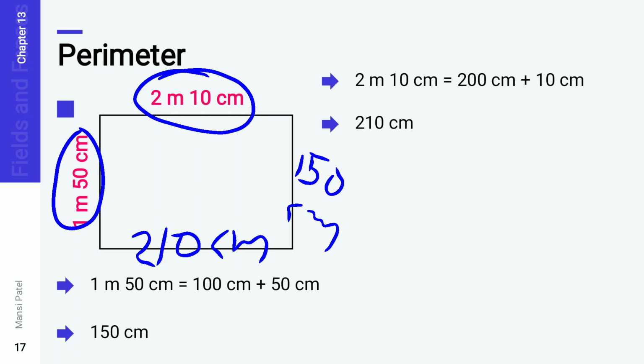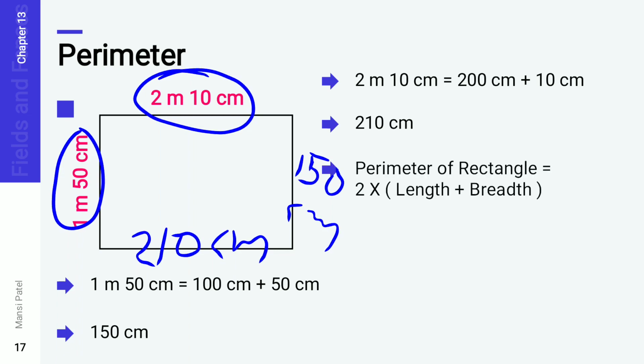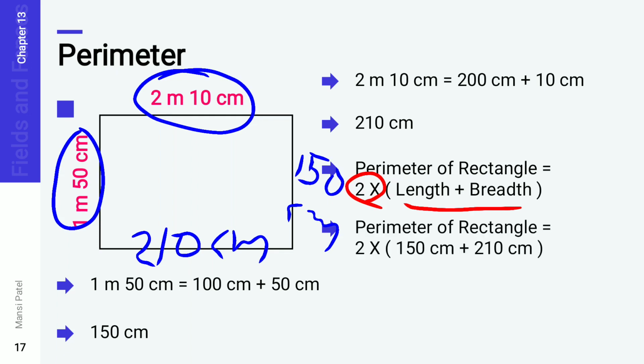Now you have to write down the formula to find the perimeter of a rectangle. What is the formula? That is 2 multiplied by length plus breadth. Now write down 2 multiplied by, as it is, and then write the measurements of the length and breadth. So we can say that the length is 150 and the breadth is 210.